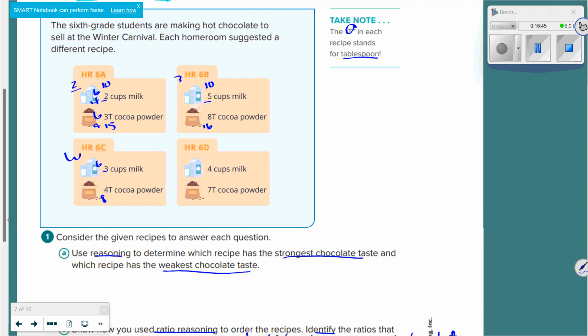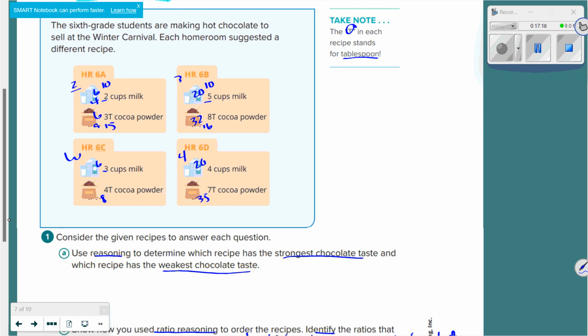Now I just need to compare these two to figure out which one is the strongest. I've got a 5 and a 4. Where are those going to meet? 20. So I did times 4. Times 4 gives me 32. Do this one times 5. That gives me 20. Times 5 gives me 35. Which is going to be stronger, 32 or 35? 35. So I now know this is number 4. That's the strongest one of all of them.